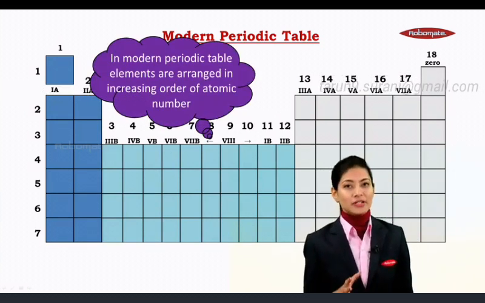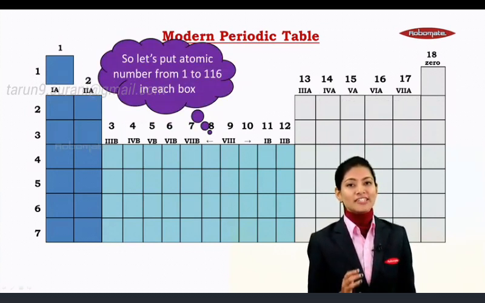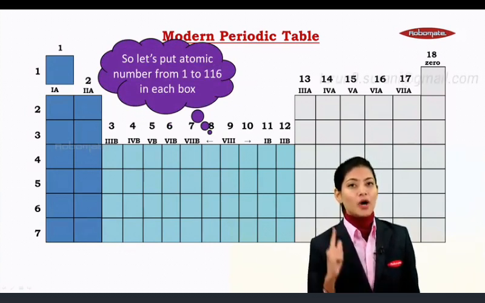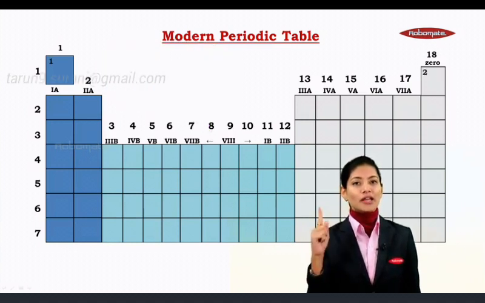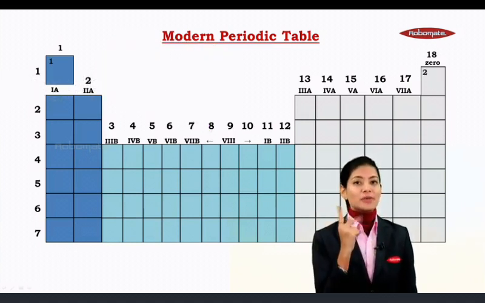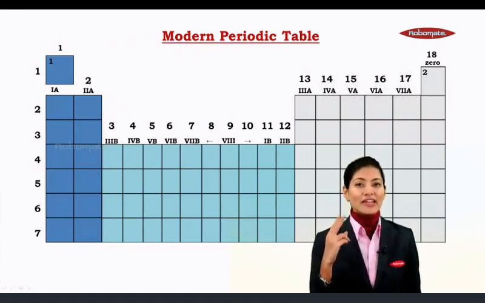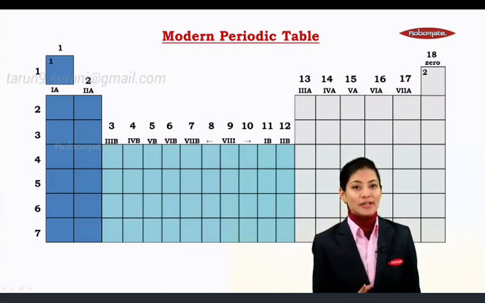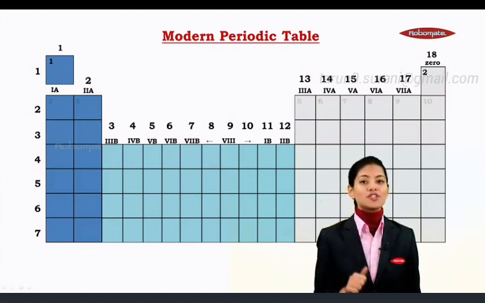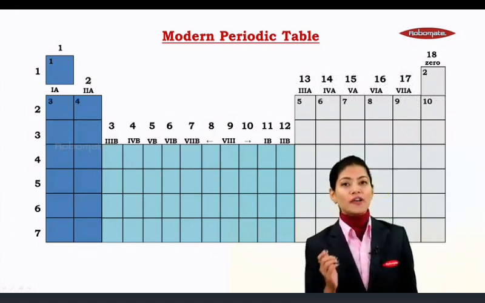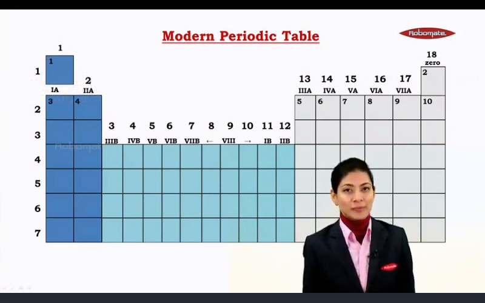Now in the modern periodic table, the elements are arranged in the increasing order of the atomic number. So let us now put the atomic numbers from number 1 up till 116 in each block. We start with atomic number 1 and atomic number 2. These 2 elements will lie in the first period, as you can see. You will notice that the second period has places for 8 elements. So we are going to fill the next 8 elements. So after atomic number 2 comes atomic number 3, followed by 4, 5, 6, 7, 8, 9 and 10. So it includes a total of 8 elements.